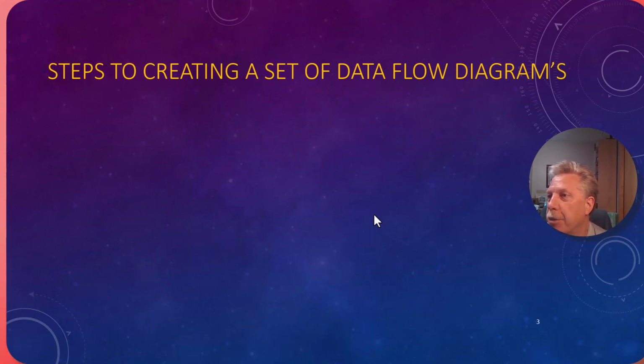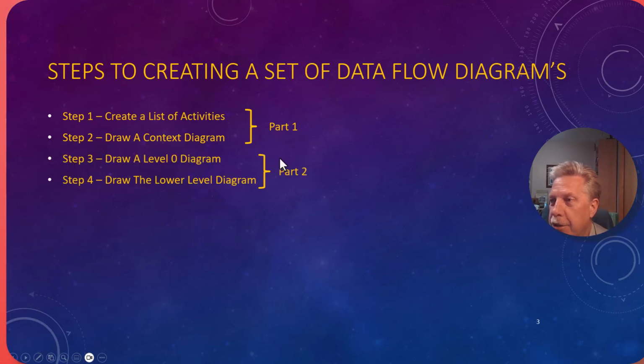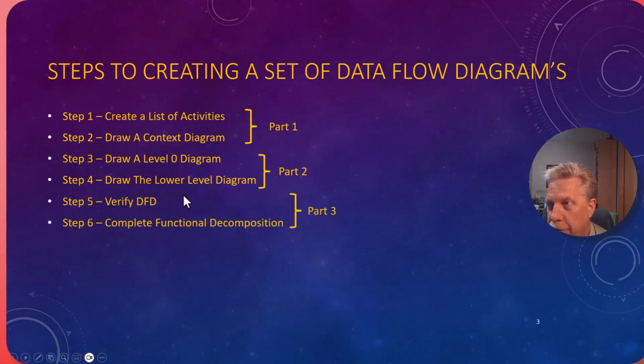So there's a bunch of steps to use to cover and build a set of data flow diagrams. The first step is to identify and create a list of all the activities and then draw a context diagram. That's what we're going to be covering in this first video. Then the second set of steps we'll cover in another video. That's to draw a level 0 diagram as well as the lower level diagrams. And we'll cover that in the second part of this video series.